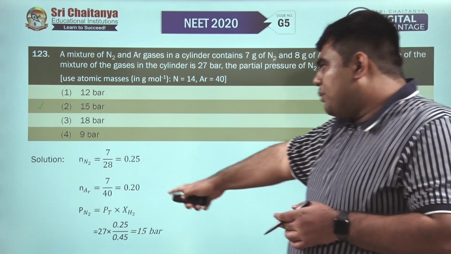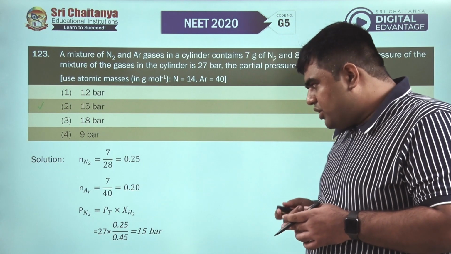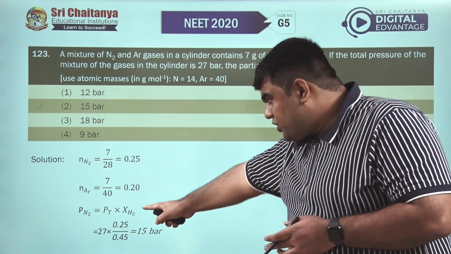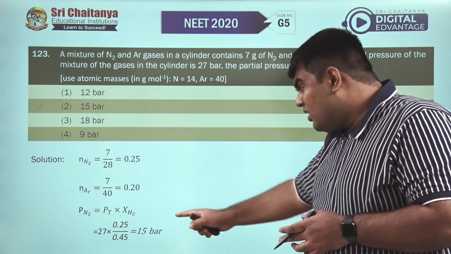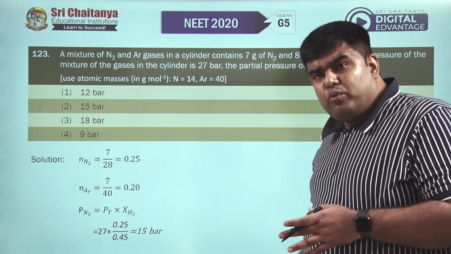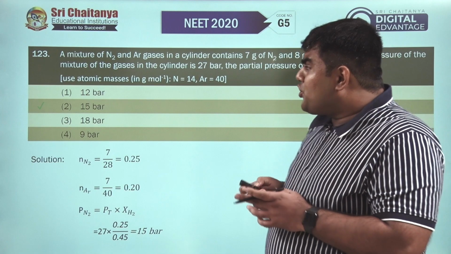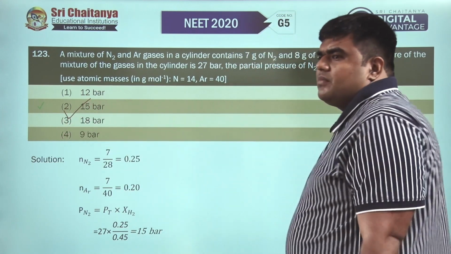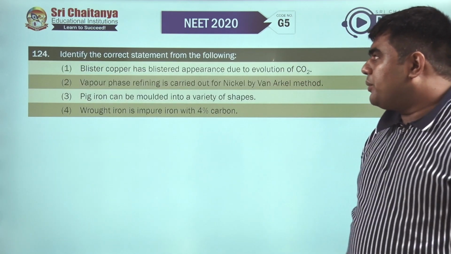So the number of moles of N2 will be 0.25, the number of moles of argon will be 0.20. The partial pressure of N2 is total pressure into mole fraction of N2. So total pressure is 27, mole fraction is 0.25 upon 0.45, which will give us 15 bar. So for question number 123, 15 bar is the correct solution. Now moving to question number 124.